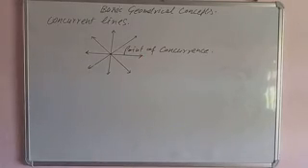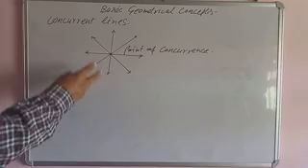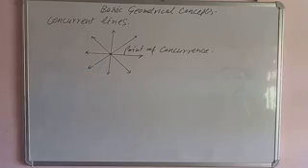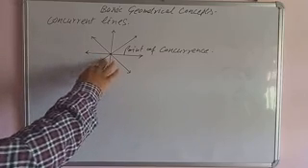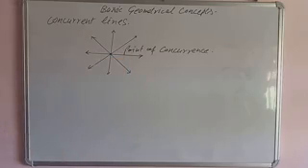Now what is the difference between intersecting lines and concurrent lines? When two lines cross each other, they are called intersecting lines. When three or more than three lines cross at a point or pass through a point, they are called concurrent lines. And the point where they cross each other is called the point of concurrence. So that is about the basics of geometrical concepts.